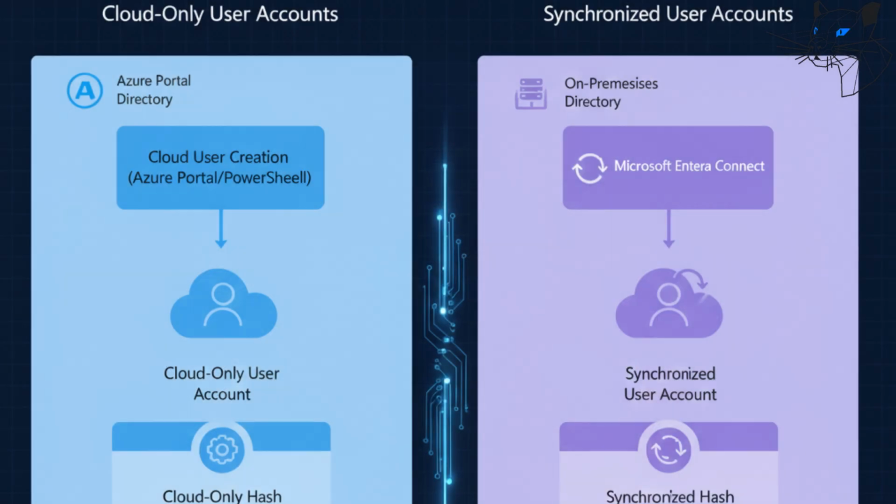The steps to generate and store these password hashes are different for cloud-only user accounts created in Microsoft Entra ID versus user accounts that are synchronized from your on-premises directory using Microsoft Entra Connect. A cloud-only user account is an account that was created in your Microsoft Entra directory using either the Azure portal or Microsoft Graph PowerShell cmdlets. These user accounts aren't synchronized from an on-premises directory.